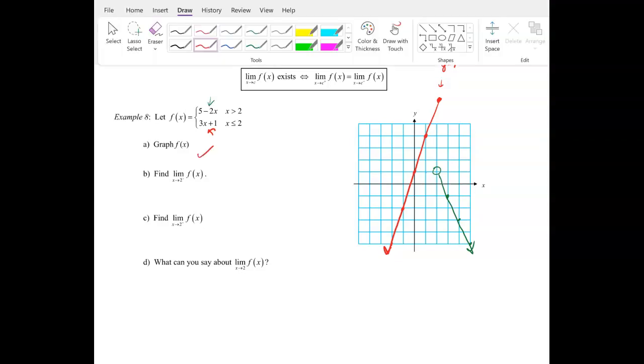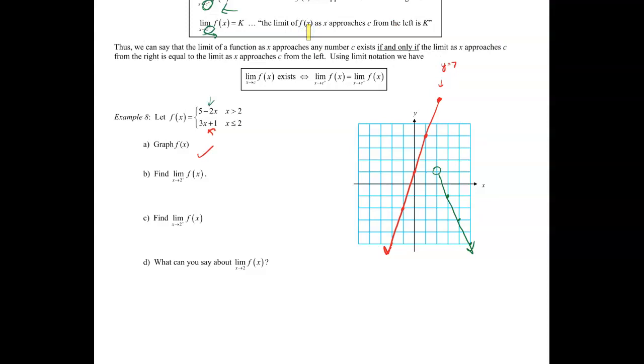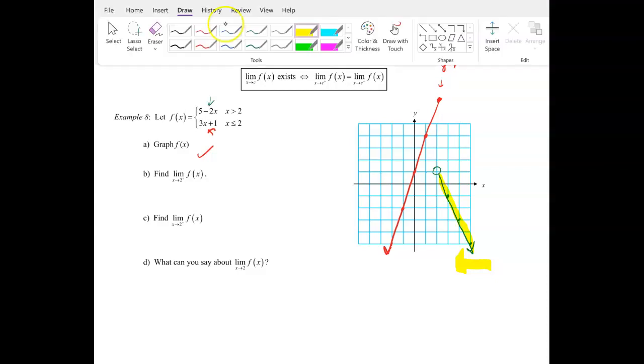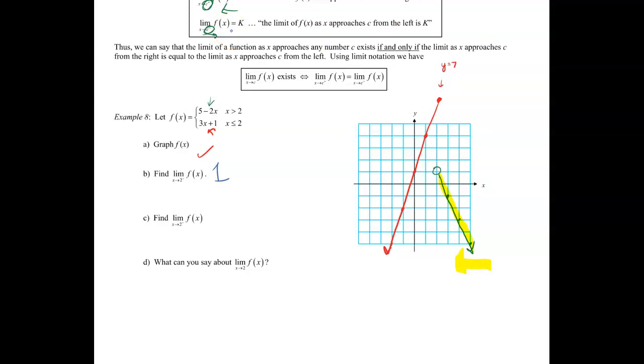Now let's go find the limit looking from the right. So from the right, meaning this way, as I approach 2 from the right, it is approaching this number 1. Alright, so now let's go ahead and we are going to go from the left. Let's see if it approaches the same number. Well, from the left means, hey, I'm approaching from the left, which should be this piece of graph. And from the left, I am approaching that number 7.